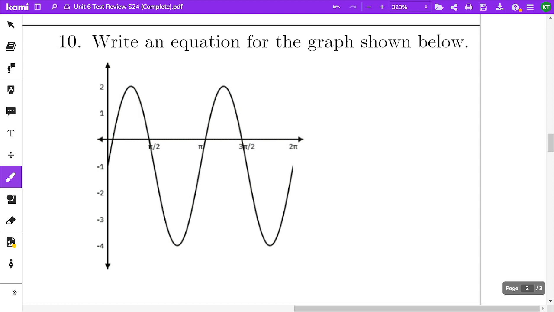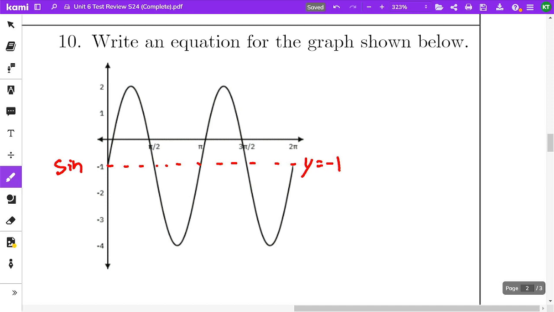Let's start with our midline here. It's conveniently given to us here because it's where this ends on both ends. But if it didn't, we could do 2 plus -4 and divide that by 2, which is going to be -1. So my midline is going to be at y equals -1. And we can see it starts right here at our midline. So that means this is going to be a sine function. And then it goes up after, so it's going to be a positive sine.